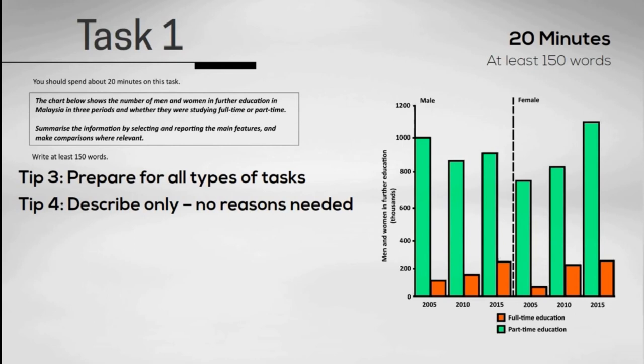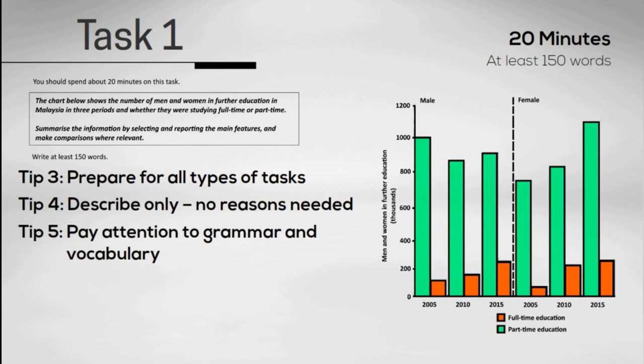Tip number 5 is pay attention to your grammar and vocabulary. Make sure that you're using the correct tense. In this example, you should use the past tense, but it is possible with other charts that other tenses might be needed. Tip number 6 is to try to use as wide a variety of vocabulary as possible. But remember, don't copy from the rubric.